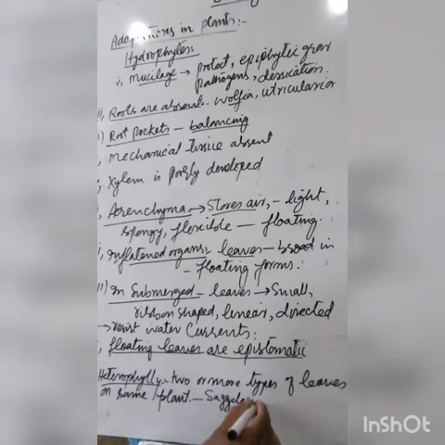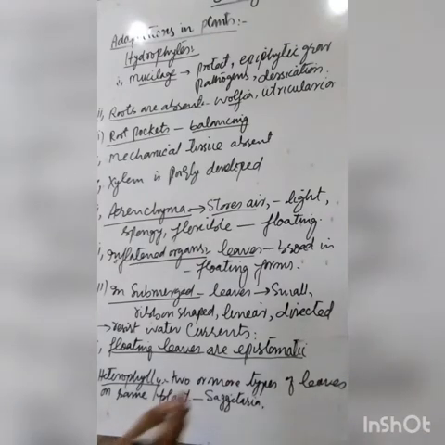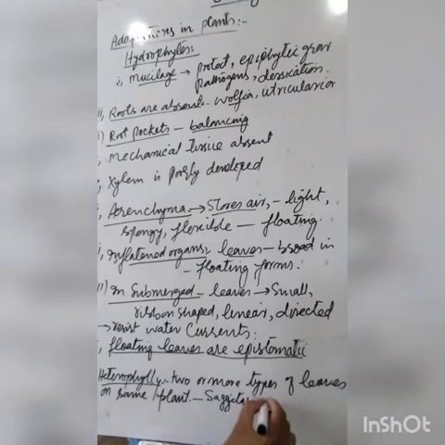Sagittaria. This Sagittaria has two types of leaves. One type of leaf is inside the water, one type of leaf is outside the water. There is Ranunculus aquatilis. Ranunculus aquatilis also has two types of leaves.